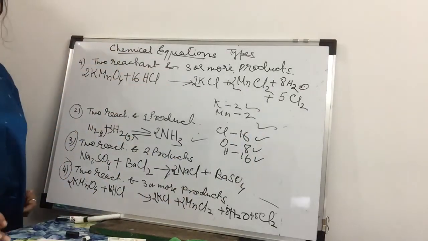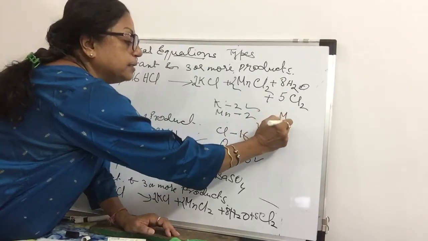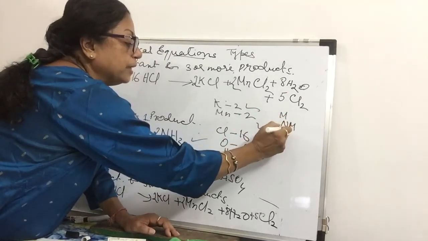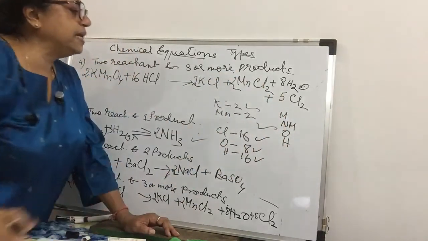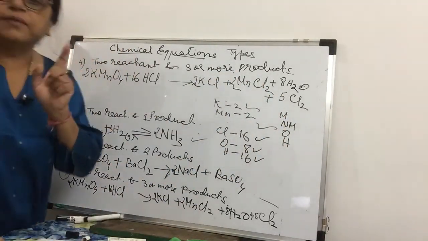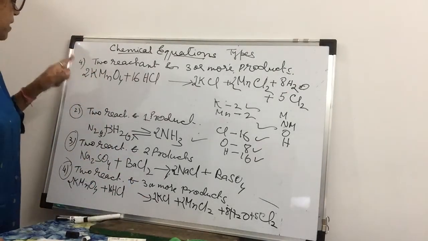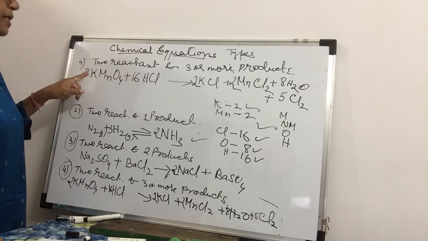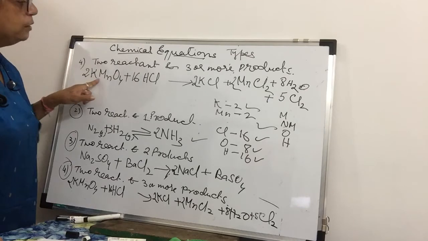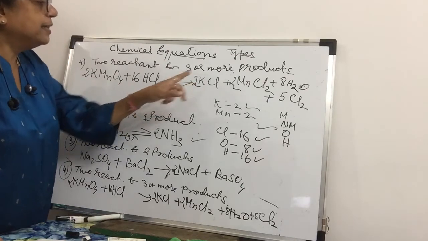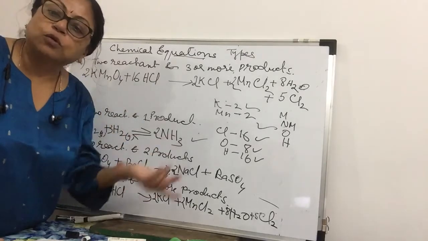So this is how you balance. First you take the metals, then you take the non-metals, then you take oxygen, then you take hydrogen. Then this will be easy. Very important: when you balance an equation, first you balance one metal, potassium. Then you check you are balanced. Then you go for the next metal. If there is no other metal, then you go to non-metal.